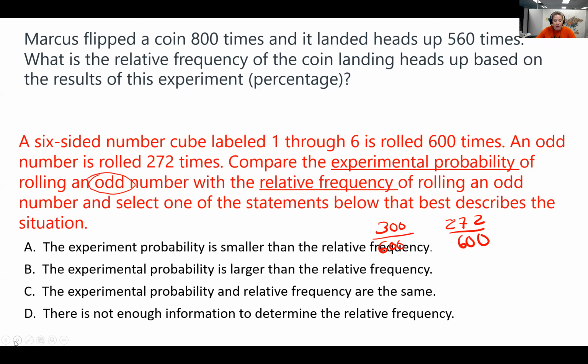Letter A, the experimental probability is smaller than the relative frequency. The experimental probability is less than the theoretical probability. That's not true because 300 is greater than 272. Oh wait, hold on, I'm sorry, I got it backwards. Okay, this was the experiment. So actually that is true. The experimental probability is less than the relative frequency. Okay, almost said it backwards. All right, so the rest of them are not true because letter A is true.